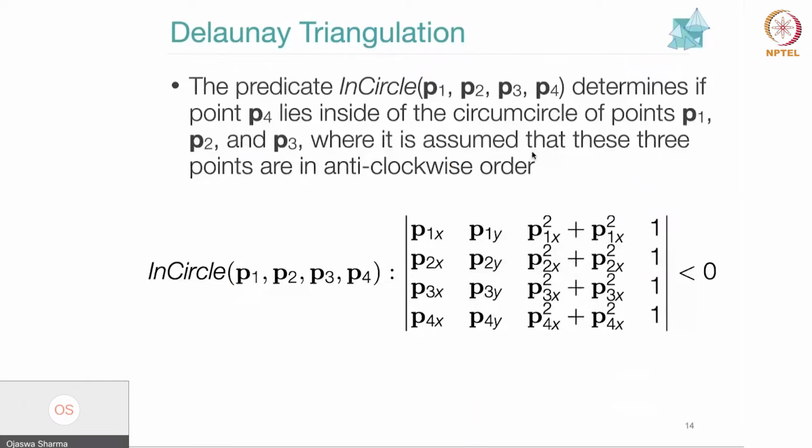So you see that, that's my test. I put P1, P2, P3, P4 in this matrix, and the fourth column is all ones, and then I calculate the determinant of this matrix. And it turns out to be negative. P4 is outside. If it's positive, P4 is inside, and that's my encircle test. So I need this during construction of a Delaunay triangulation.